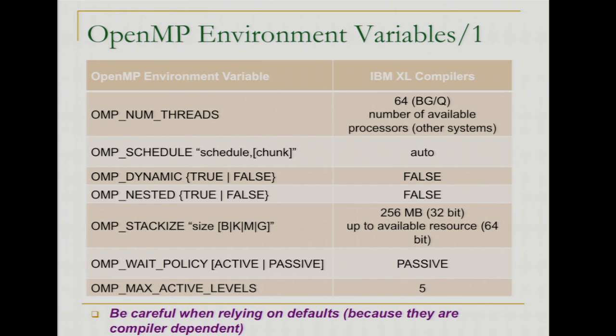Again, I guess nested is false by default, so if you have nested parallelism in your program, you have to actively set that. Either set that on the environment level or set that using the runtime call.